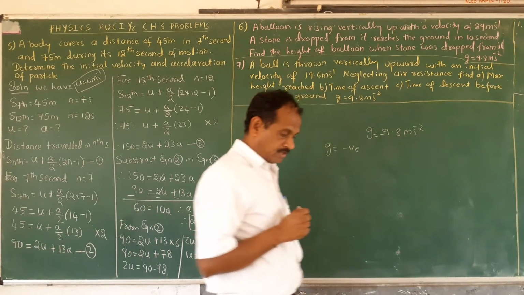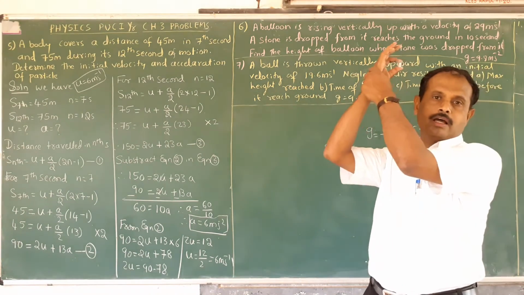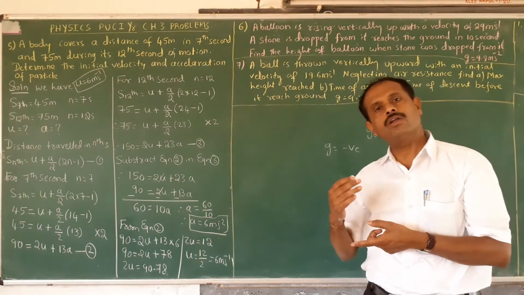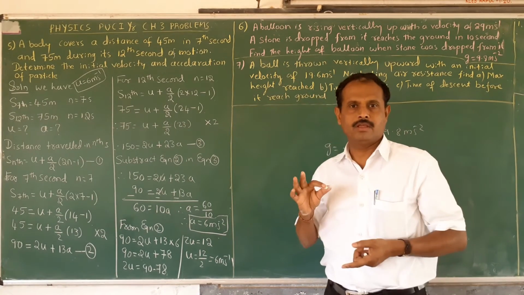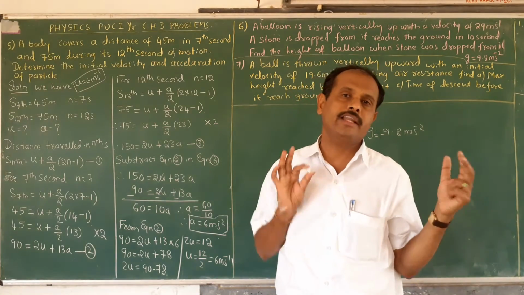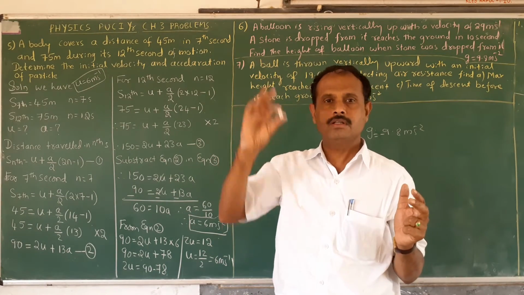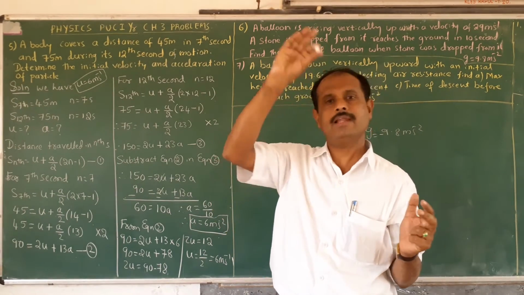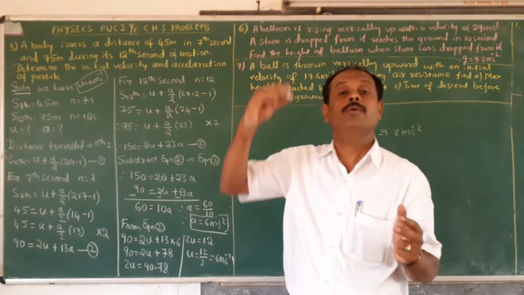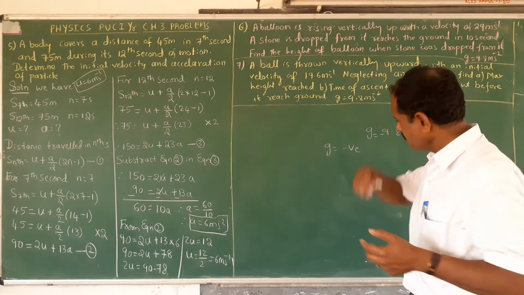And one more point. Whenever the particle moves upwards, the height and velocity are all taken as positive. If it moves downwards, at that time they are taken as negative. These are very important sign conventions. When they move upwards, whatever the upward height and upward velocity, they are taken as positive. When it moves downwards, all are negative. But g is always negative.